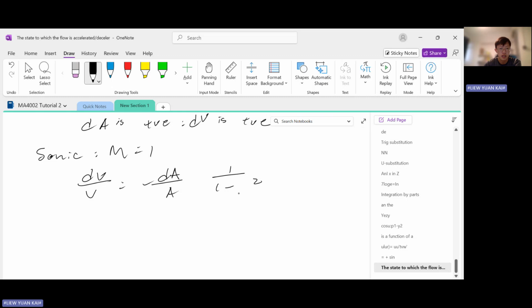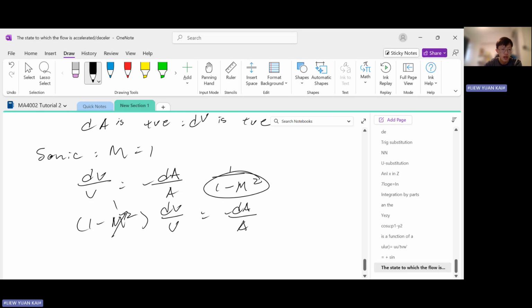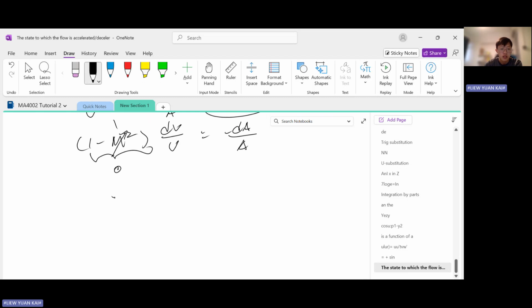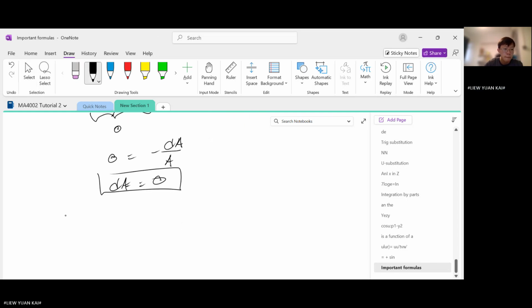Okay, we need to rearrange this equation first. I'm going to move this to the other side. So this will be 1 minus M squared times dV over V minus dA over A. Now I'm going to substitute M equals 1 here. You notice that this becomes 0, so we have 0 equals minus dA over A, and then dA equals 0. So what does this tell us?